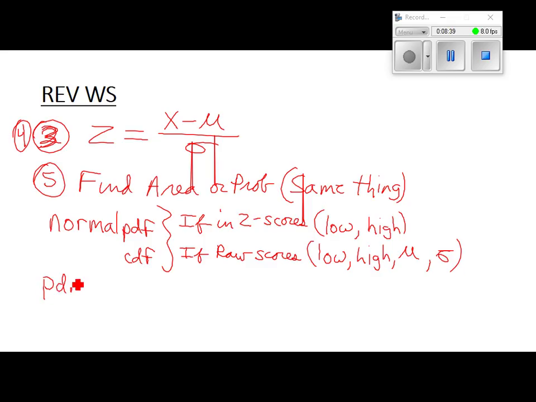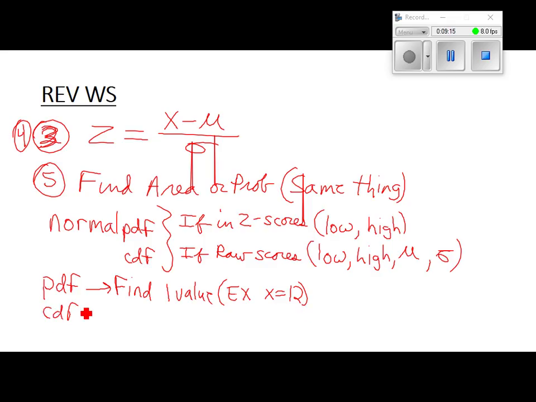The PDF. Use PDF when you're finding exactly one value. We want X to equal 12. All right? So, example: X equals 12. That's when you use the PDF.